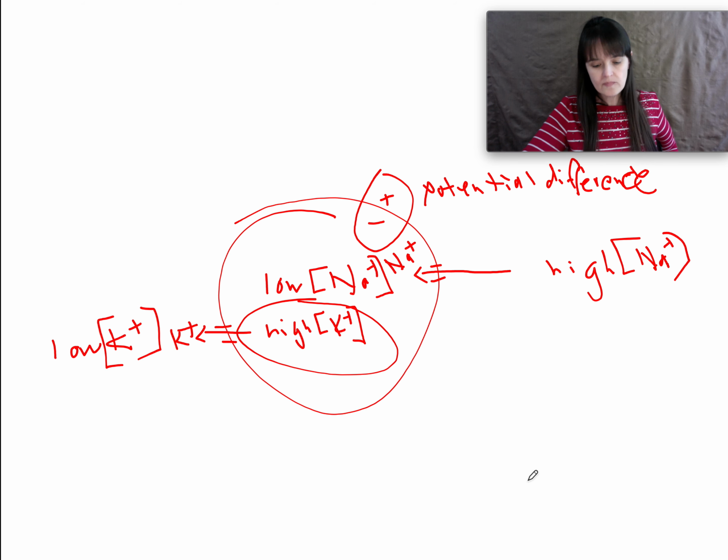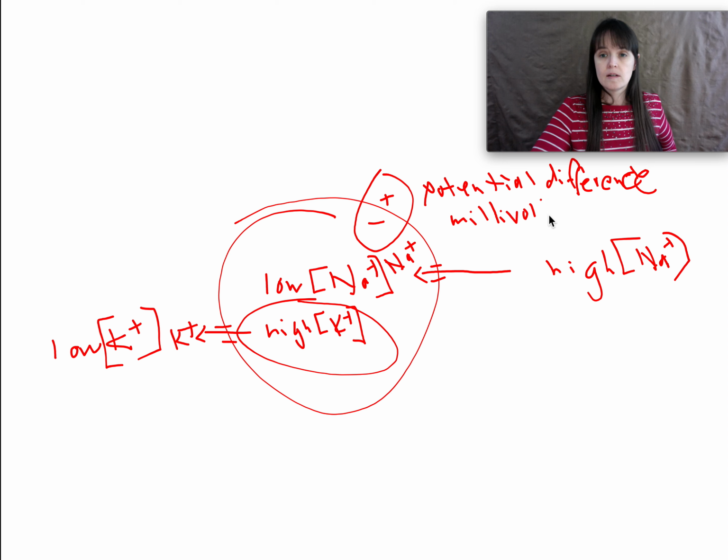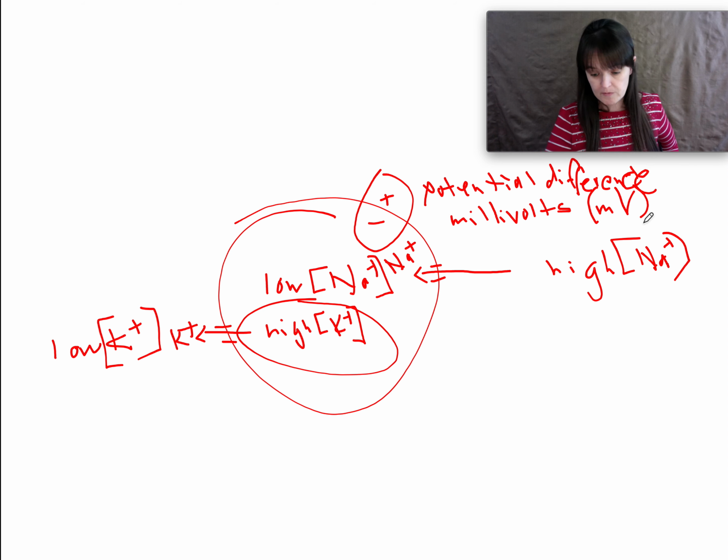Okay. And it is measured in millivolts. And it is abbreviated lowercase m, capital V, because Volt was the dude's name. Last name Volt. That's why we have volts, because Volt discovered volts.